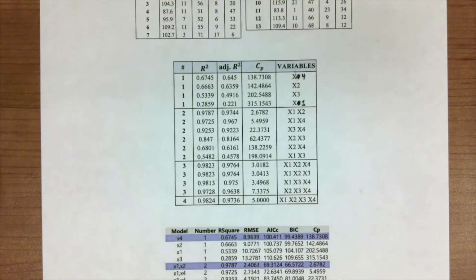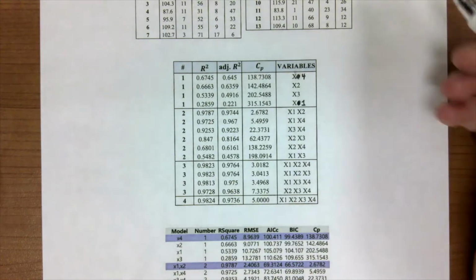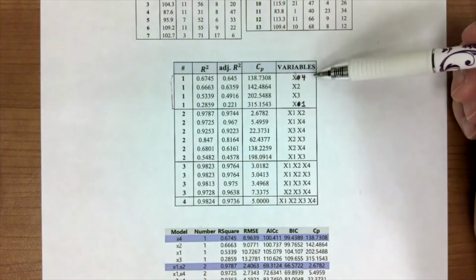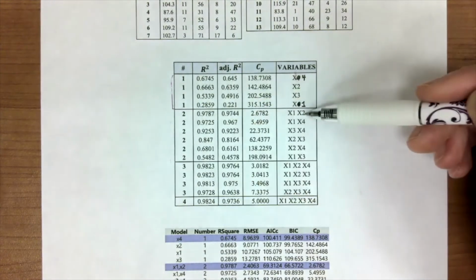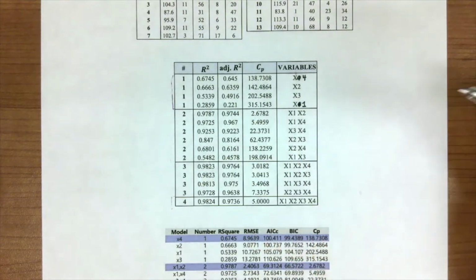Typically, what's going to happen when you get your models from R or JMP is it's going to break it up into kind of sections. So in this section, we have just the single variables. In this section, we have 2 variables. In this section, we have 3 variables. And in this section, we have our full model. So let's just take this step by step.